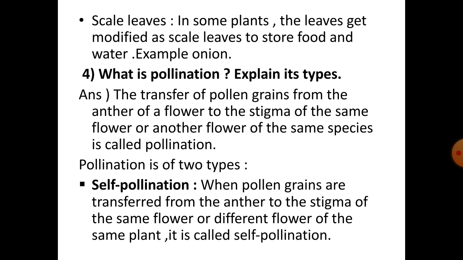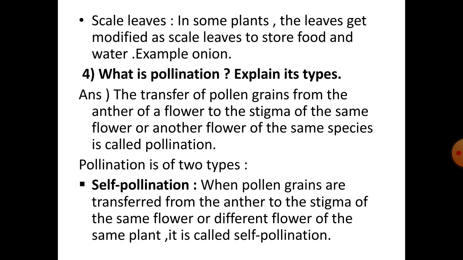Question 4. What is pollination? Explain its types. The transfer of pollen grain from the anther of a flower to the stigma of the same flower or another flower of the same species is called pollination. Pollination is of two types.